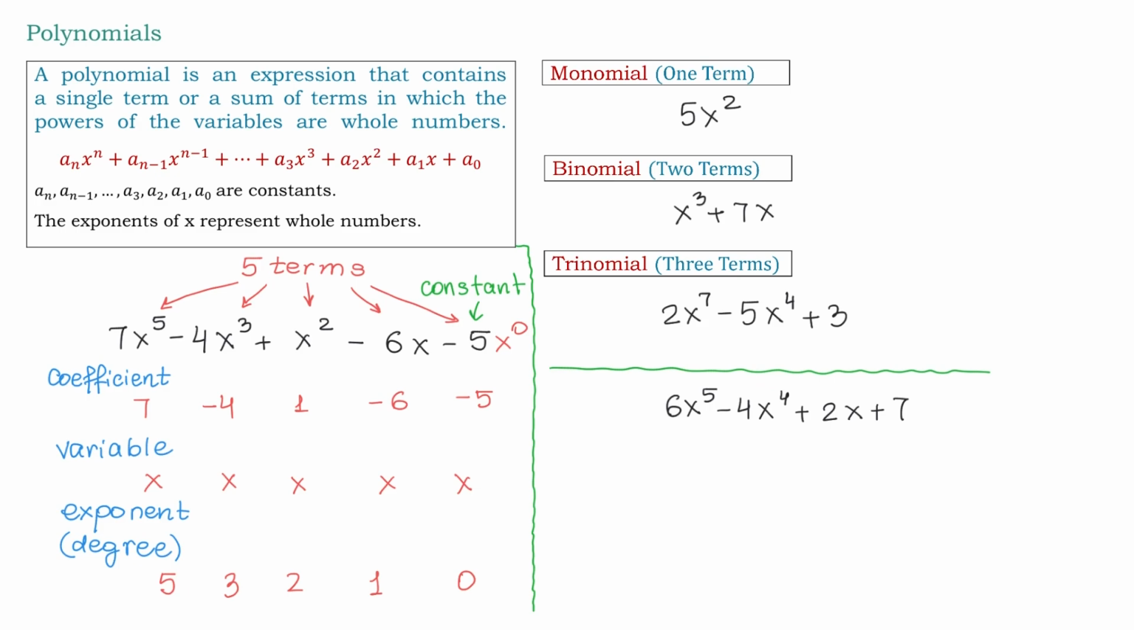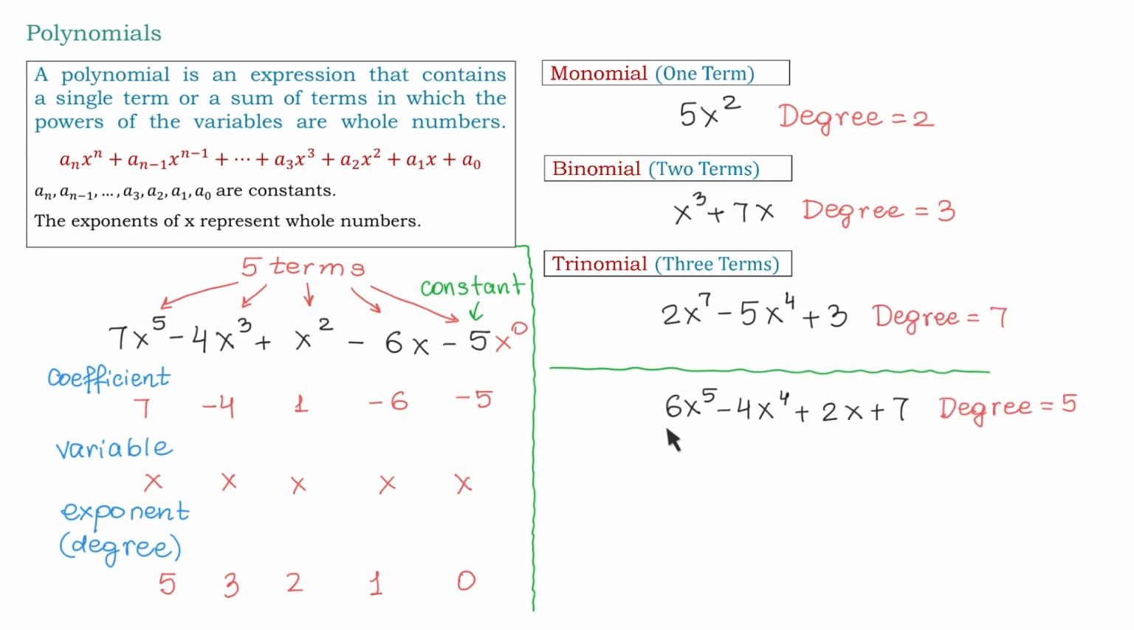Now, each polynomial has a degree. The degree of a polynomial is the largest exponent in that polynomial. In this polynomial, the largest exponent is 2. Therefore, the degree of this polynomial is 2. The degree of this polynomial is 3. The degree of this polynomial is 7, and this one 5.